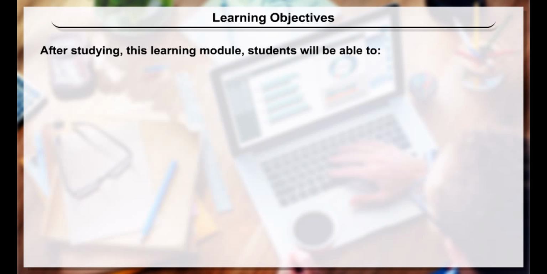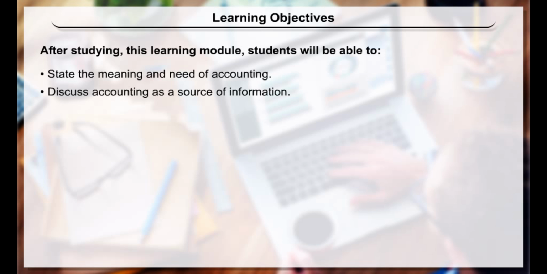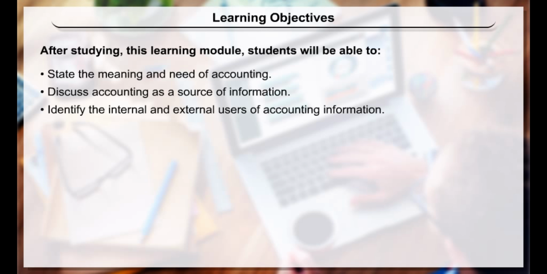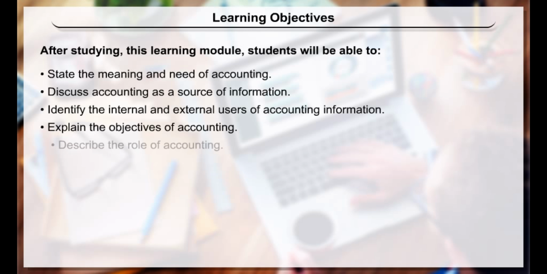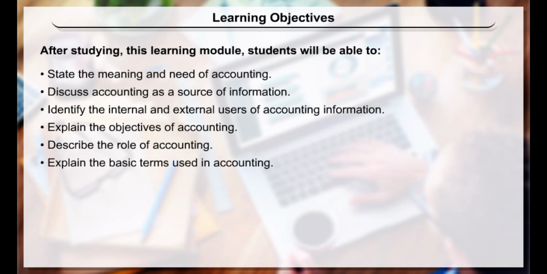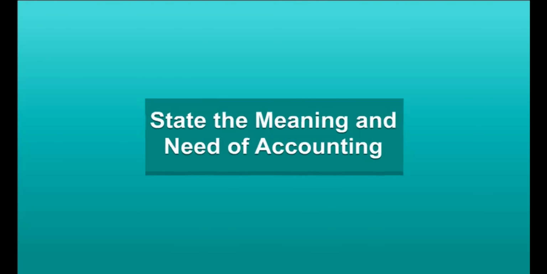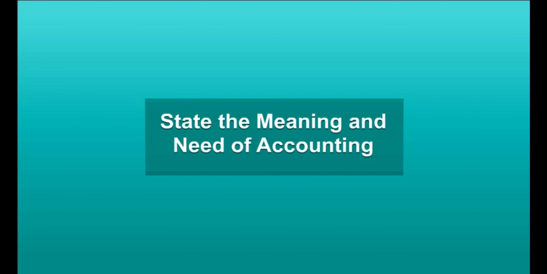Learning objectives. After studying this learning module, students will be able to state the meaning and need of accounting, discuss accounting as a source of information, identify the internal and external users of accounting information, explain the objectives of accounting, describe the role of accounting, explain the basic terms used in accounting. State the meaning and need of accounting.